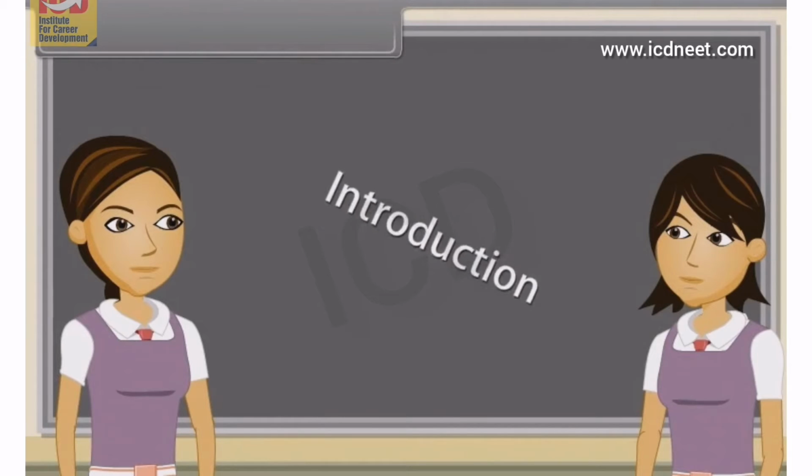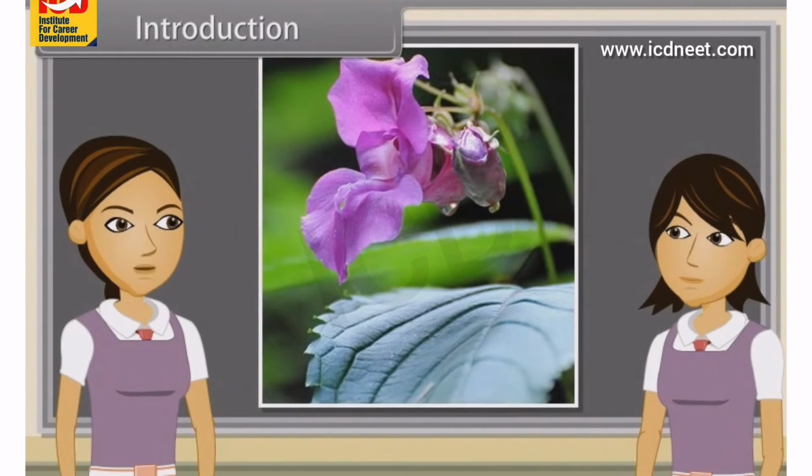Introduction. We have already discussed characteristics, types, modifications and functions of roots, stems and leaf. Now we will study inflorescence.